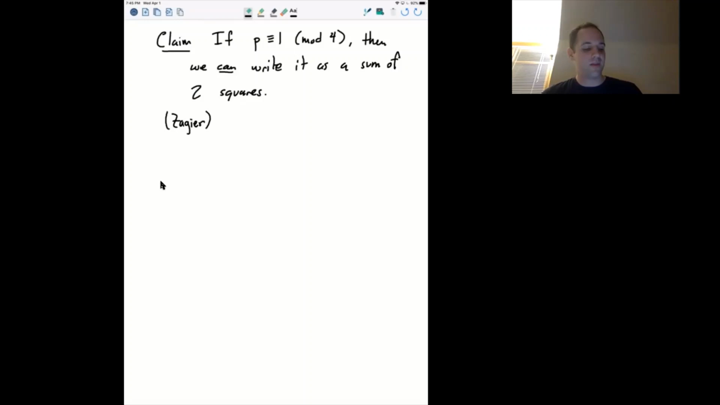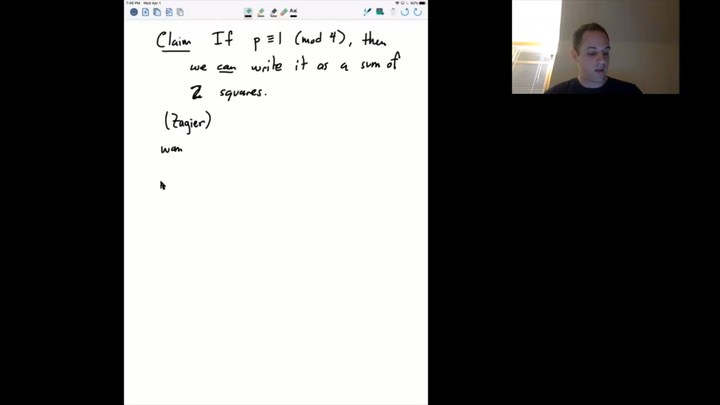So I think it's kind of my favorite one that I've seen because it's really simple and it's pretty short, and there's just very few ingredients. Okay. So here's the idea. So we have this fixed prime that's 1 mod 4, and I want to try to solve this Diophantine equation, right? So I want to solve.